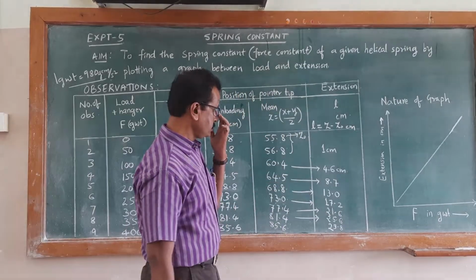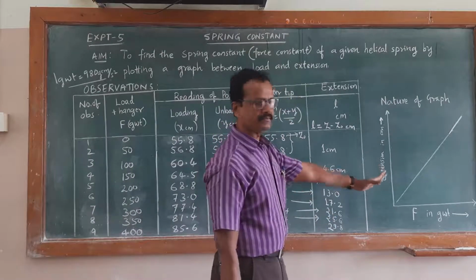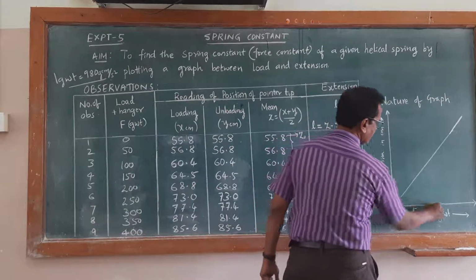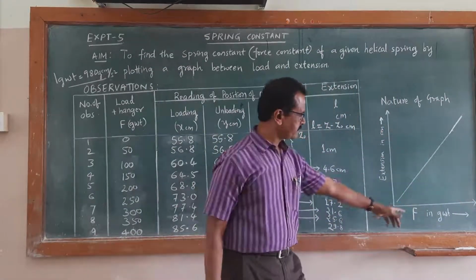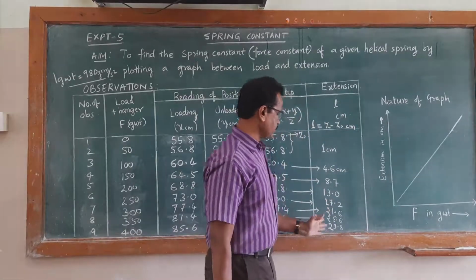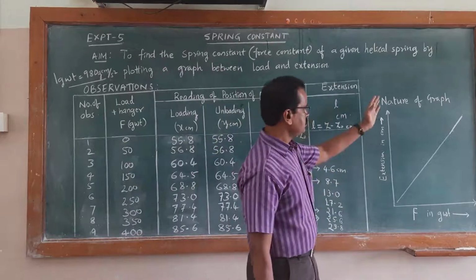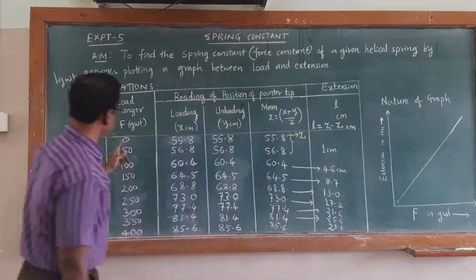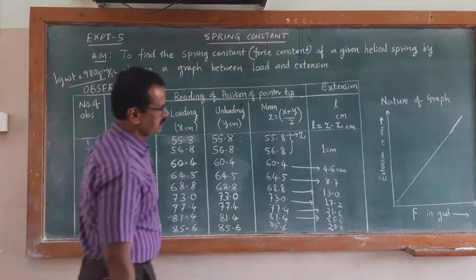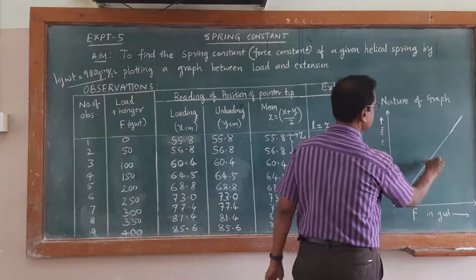Now the next thing is we have to take these values of extension and draw the graph. The graph is load versus extension. The load is taken in gram weight, extension is taken in centimeter. So if you take extension along the y-axis and load in gram weight along the x-axis, and draw a graph, you will get a straight line graph.